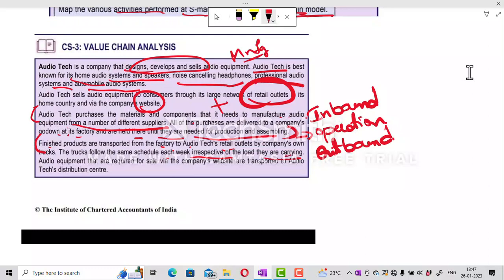Audio Tech audio equipment that are required for sale via company's website are transported to Audio Tech distribution center. Okay, if they are for selling through outlets, they are moved to the retail stores, and if they are selling through website, they are distributed to distribution center. So up to here outbound activities are covered: collecting from production line, storing and distributing.